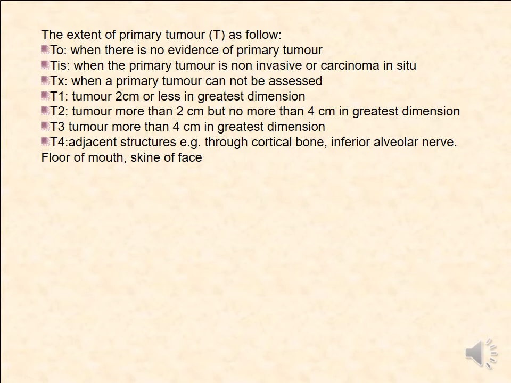And then TX when a primary tumor cannot be assessed. In reality, there is a tumor but we cannot diagnose it properly, so we call it TX. And we start T1 when the tumor is 2 cm or less in the greatest dimension. If the diameter of the tumor is less than 2 cm, we call it T1.